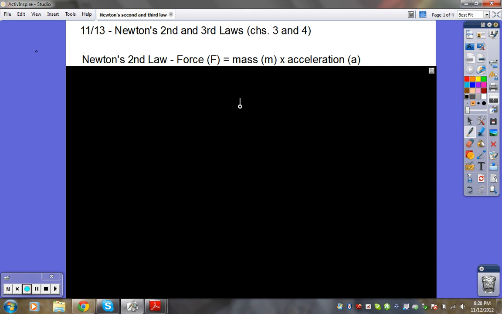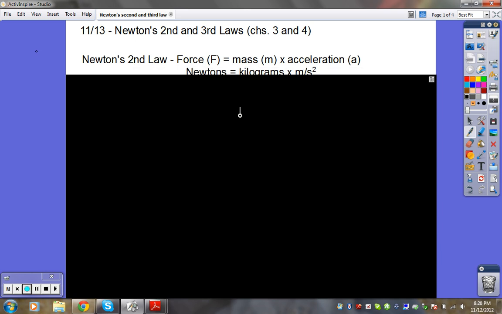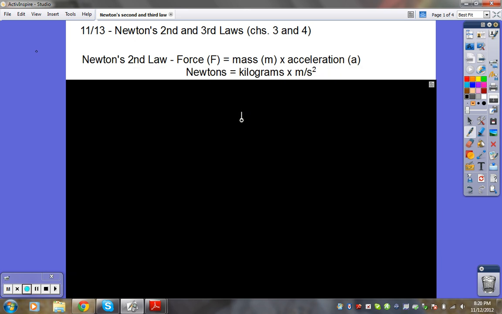And so if you notice, the unit for force is the Newton, the unit for mass when we're talking about Newton's second law is the kilogram, and the unit for acceleration is meters per second squared. So if you multiply a kilogram times meters per second squared, you get a kilogram meter per second squared. And if you go back to our force notes earlier this year, you'll see that that's how I defined Newton originally. So now you can see how that's kind of all coming together.